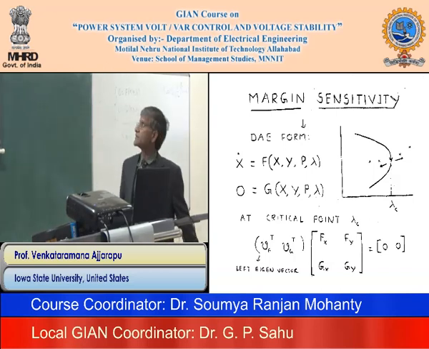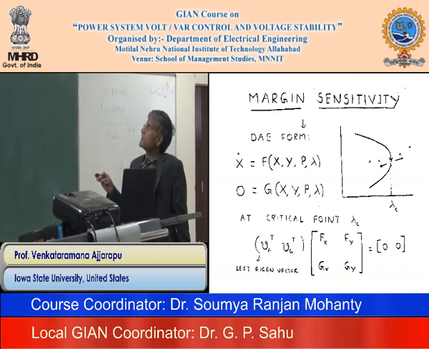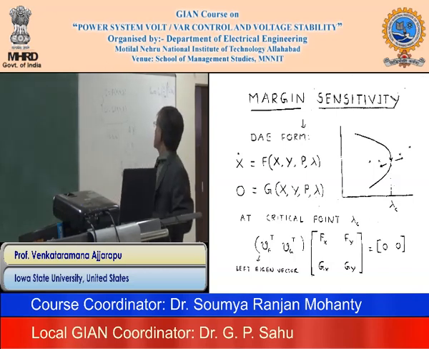And then finally the margin sensitivity. It was first derived by Dr. Dobson. If you look at his paper, and we derived it in a different way. But if you look at the DAE form, x dot is f of x, y, p and lambda, right? This is the one I already showed you.